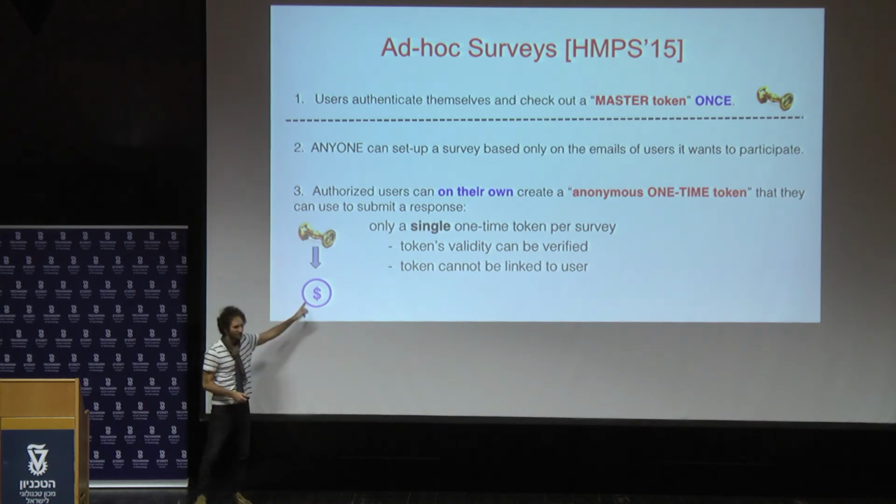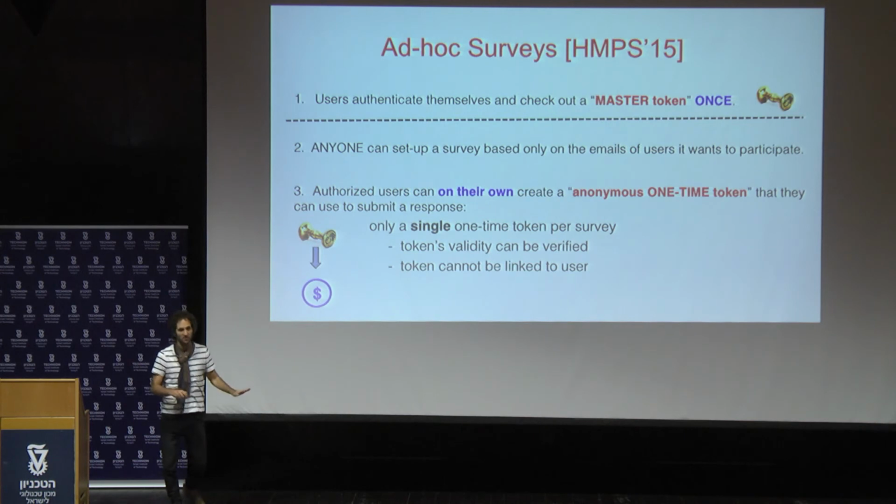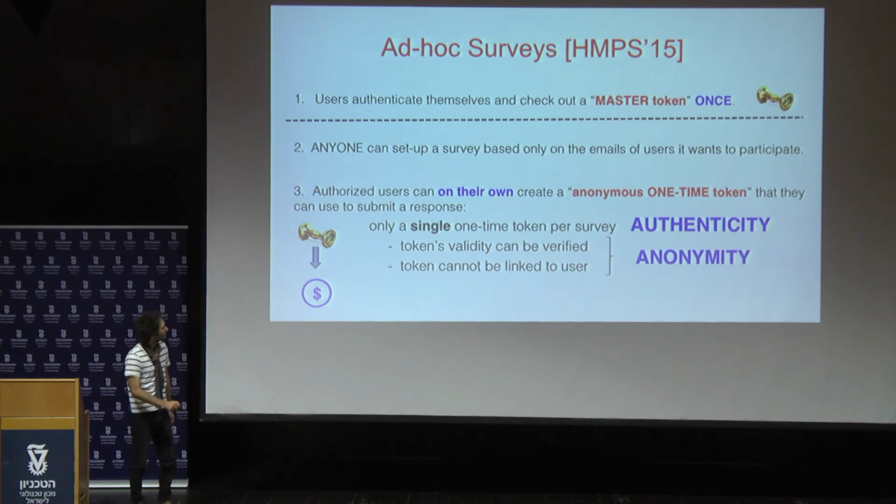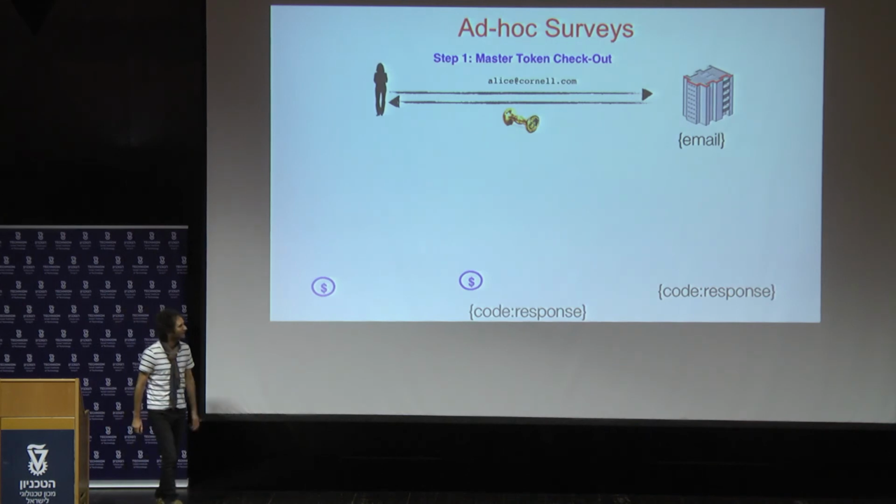So this coin that I'm generating here is going to be valid for this survey only if I'm one of the authorized users. But there's absolutely no link between this coin and my name. Okay, so the fact that I can only generate a single coin per survey, that gives you authenticity, and the other 2 things give you anonymity. So again, let's do it with an example.